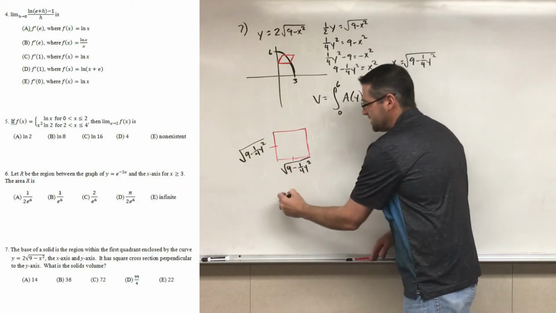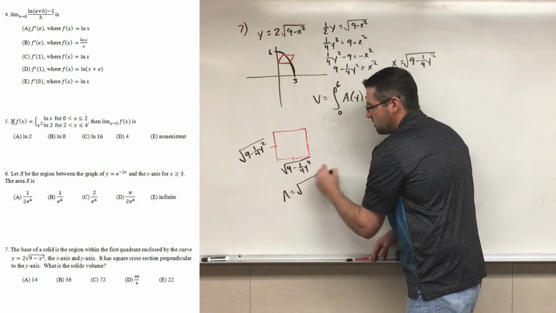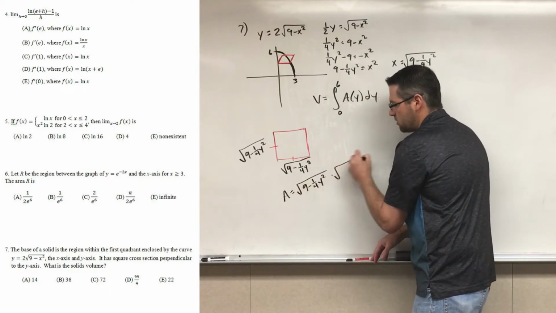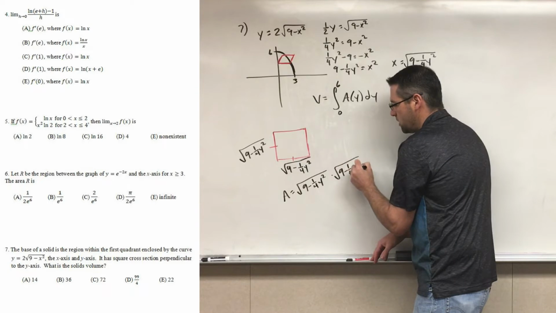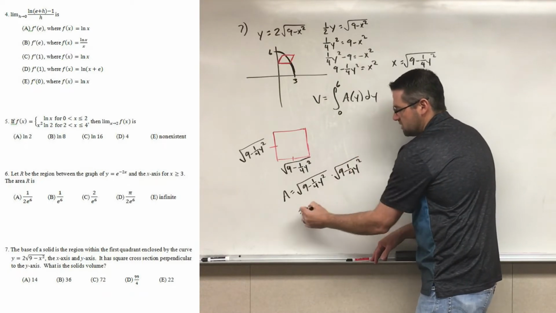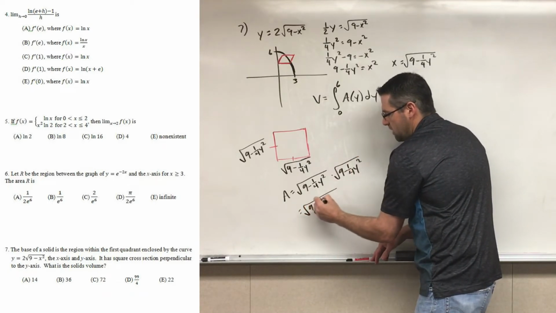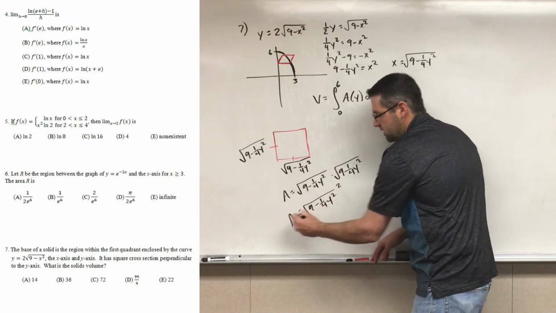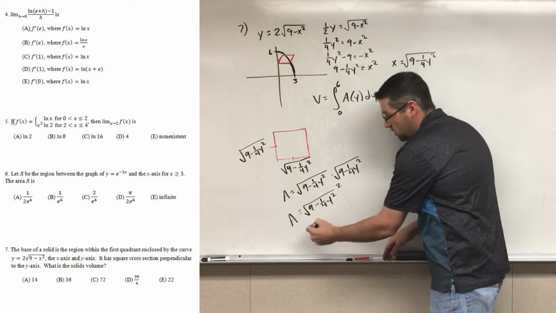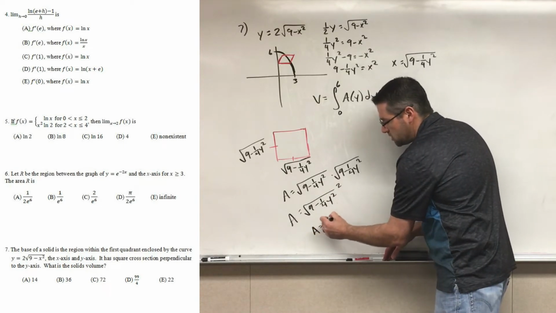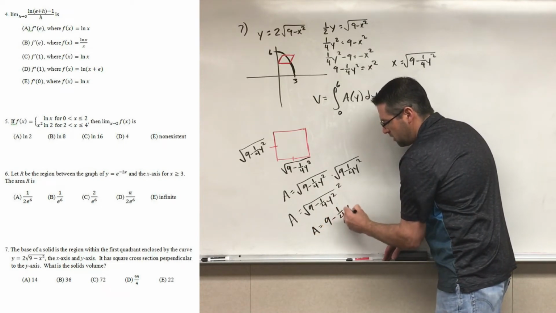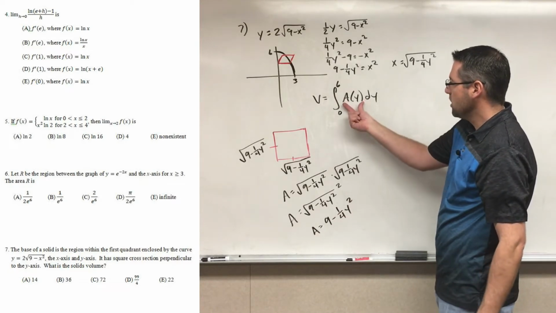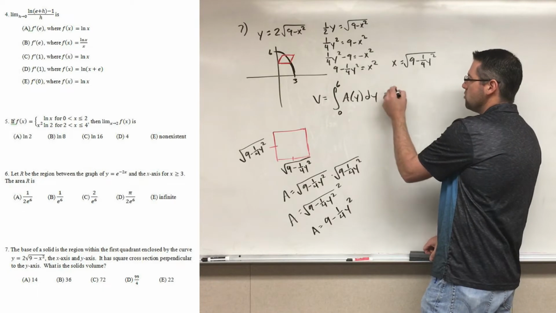And so as a result, our area equation is going to be radical 9 minus 1/4 y squared times radical 9 minus 1/4 y squared. And then we can simplify this to radical 9 minus 1/4 y squared, squared. That cleans up nicely because the radical and the square cancel out. And so we're left with an area equation that says 9 minus 1/4 y squared. So there's my area equation. Now I just need to plug that into my volume expression.